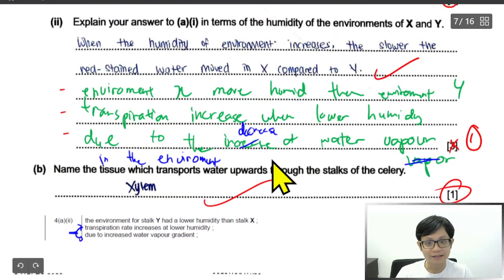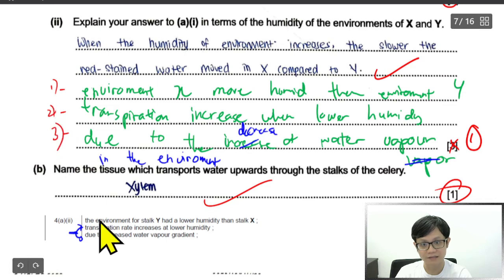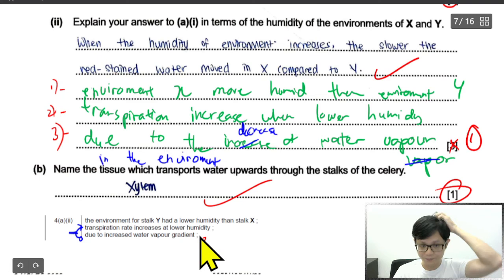So my advice is for this question: environment X more humid than environment Y. Transpiration increase when there is the lower humidity, full stop. This happen due to the decrease of water vapor content in the environment. So just follow these 3. This is my advice. If you understand this, then you can write this answer. I just feel very weird for the point number 3.